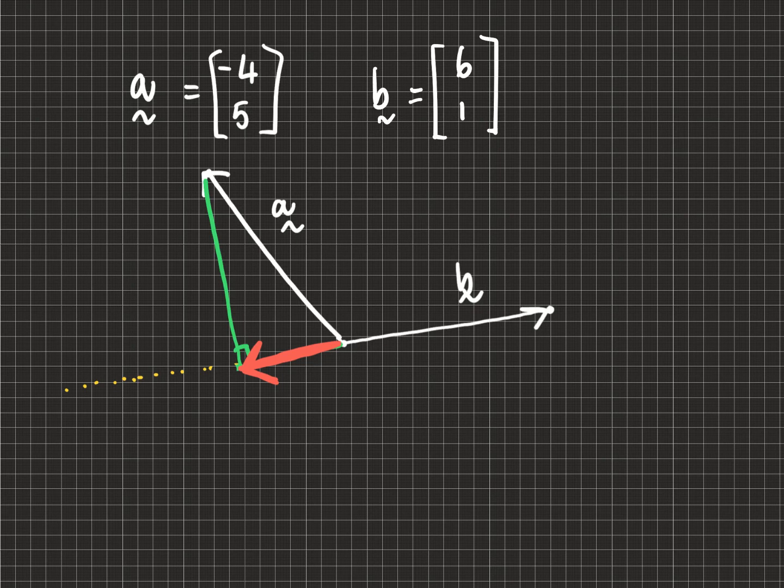Remember what the formula is? The projection of vector A onto vector B is given by A dot B hat, lots of B hat. Can you try and work that out really carefully and see if you're correct?